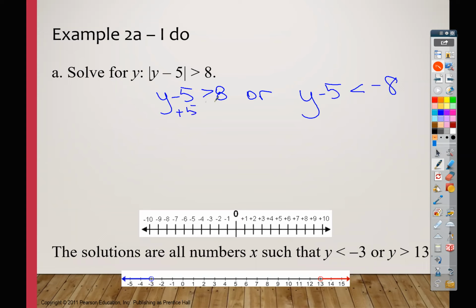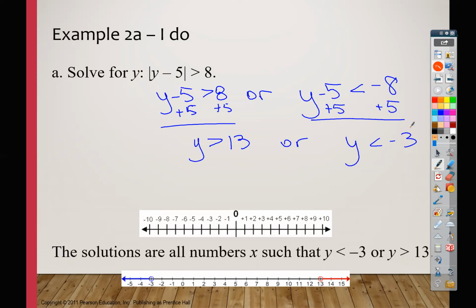So you're going to have plus 5, plus 5. I'm going to go y is greater than 13. Plus 5, plus 5, y is less than -3. So it's greater than 13 or it's less than -3. You would see how they have an open circle right here at 13 and shading this way, and go into -3 with an open circle and shading that way.